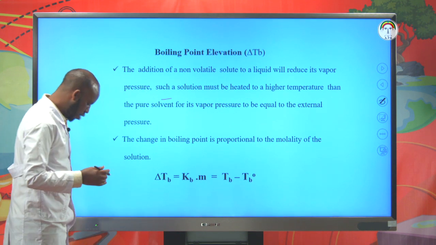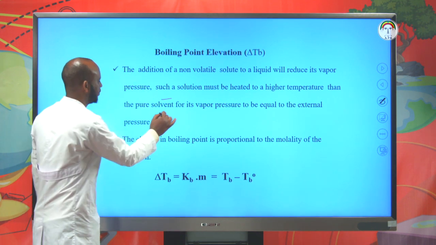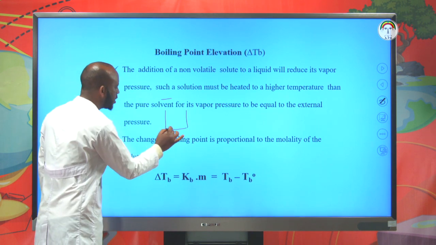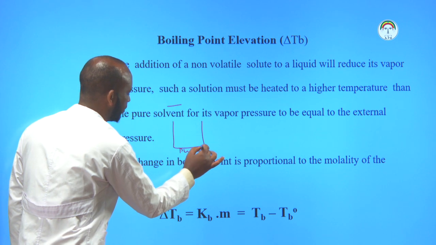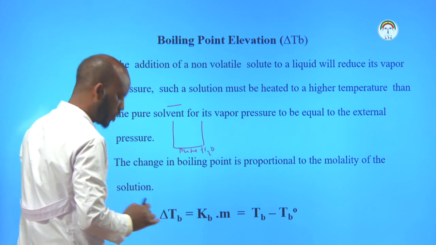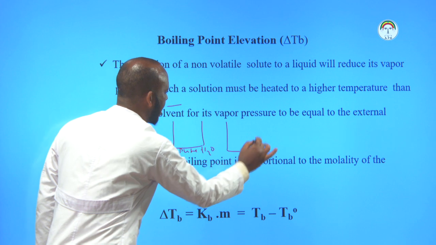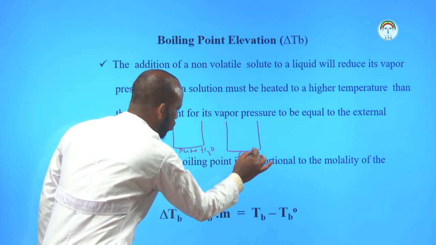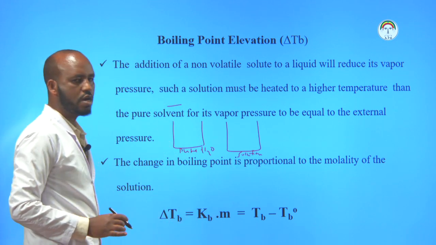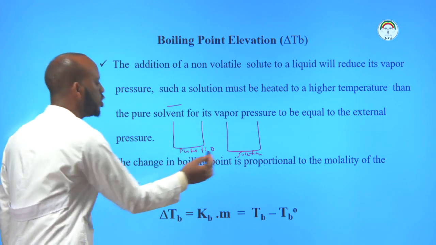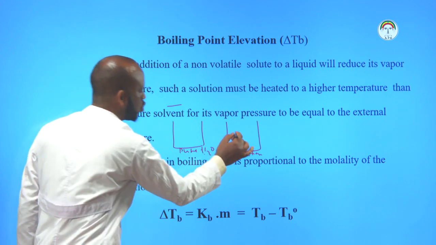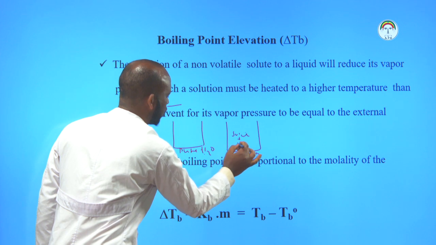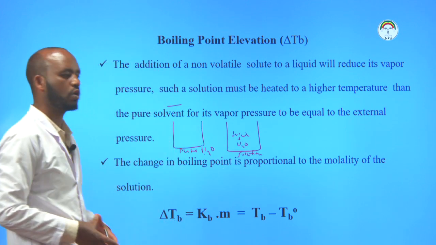For example, look at these two beakers. This beaker contains pure water. The second beaker contains a solution: a non-volatile solute dissolved in water. This is a solution, solute plus water. Solvent, solid plus water.